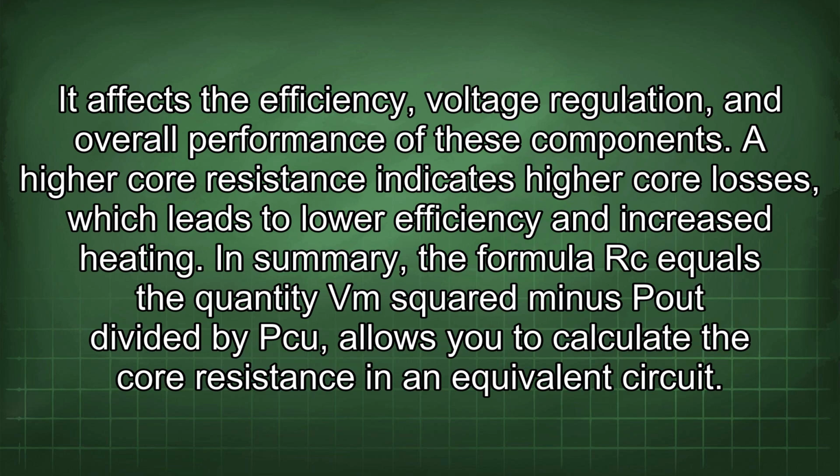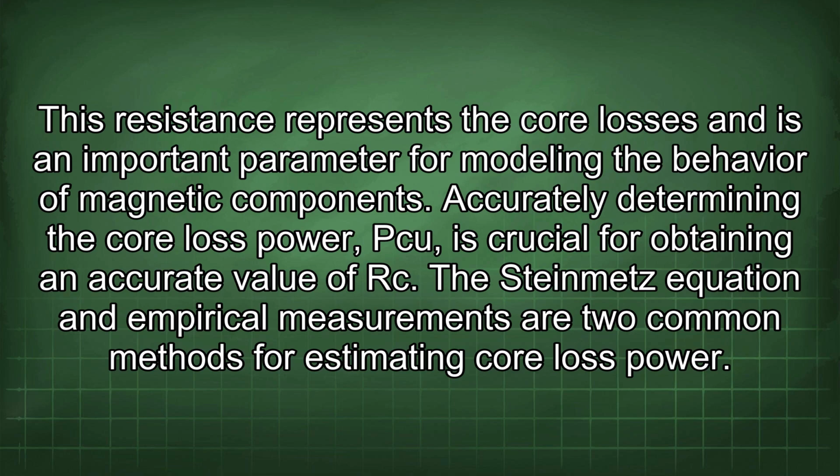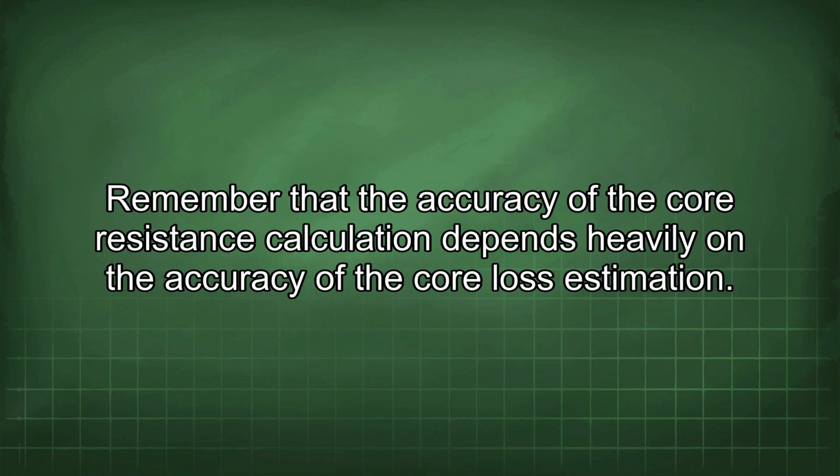In summary, the formula RC equals the quantity Vm squared minus Pout divided by PCU allows you to calculate the core resistance in an equivalent circuit. This resistance represents the core losses and is an important parameter for modeling the behavior of magnetic components. Accurately determining the core loss power, PCU, is crucial for obtaining an accurate value of RC. The Steinmetz equation and empirical measurements are two common methods for estimating core loss power. Remember that the accuracy of the core resistance calculation depends heavily on the accuracy of the core loss estimation.